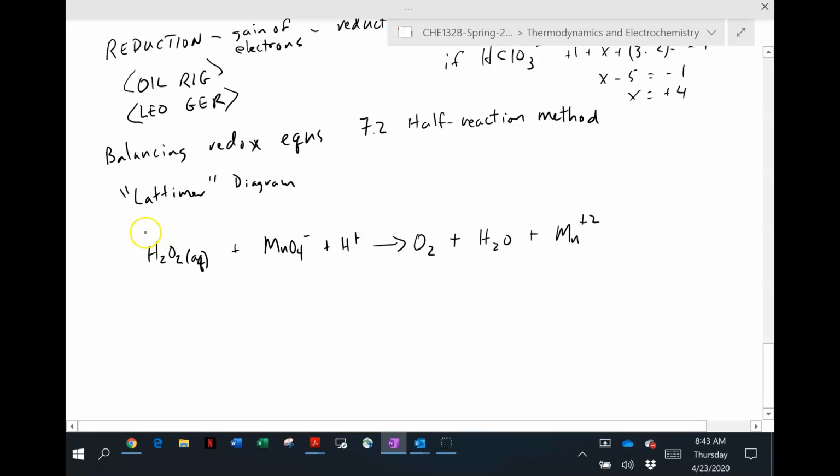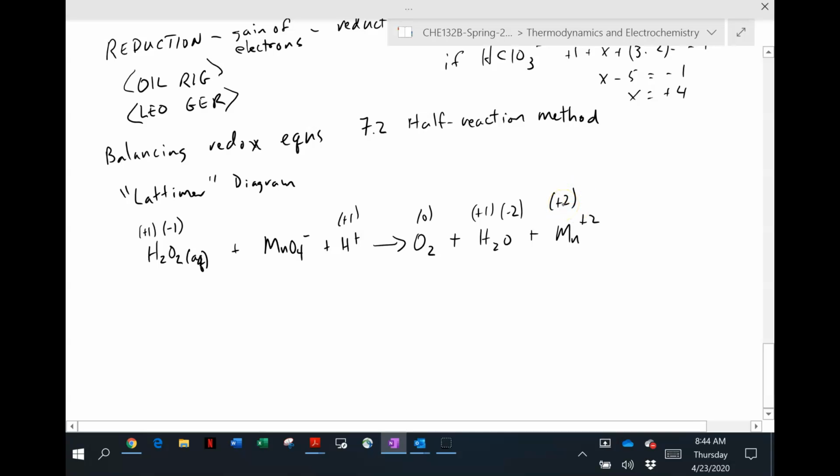So hydrogen here is going to be plus 1. That's the oxidation state, rather, on that. Hydrogen peroxide, you remember, is that weird version of oxygen where O in H2O2 is negative 1. The hydrogen is plus 1. O2 is going to be 0. H2O is going to be plus 1, minus 2. Mn plus 2 is going to be plus 2.